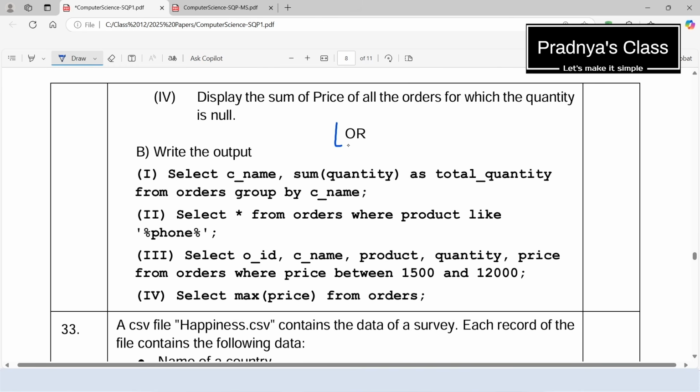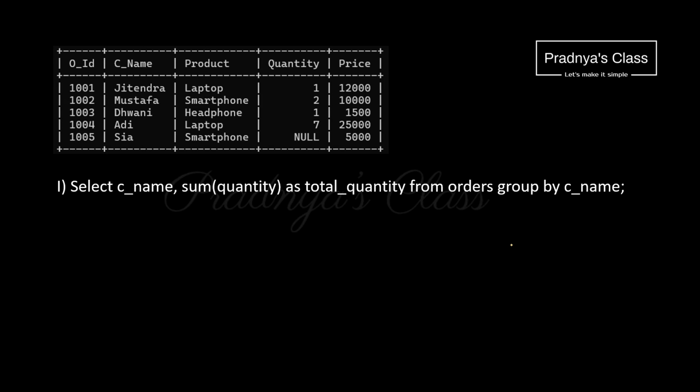Now there is an OR part of the same question in which the query is given and we need to find out the output. The same table we need to consider. So let's check out the first query. Select CNAME and sum of quantity as total quantity. We are renaming this column, from table name, group by CNAME. Let's try to work out here.